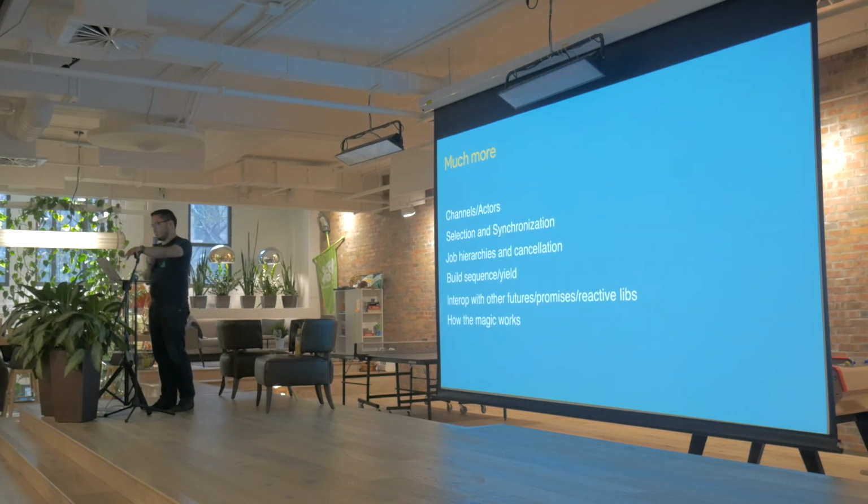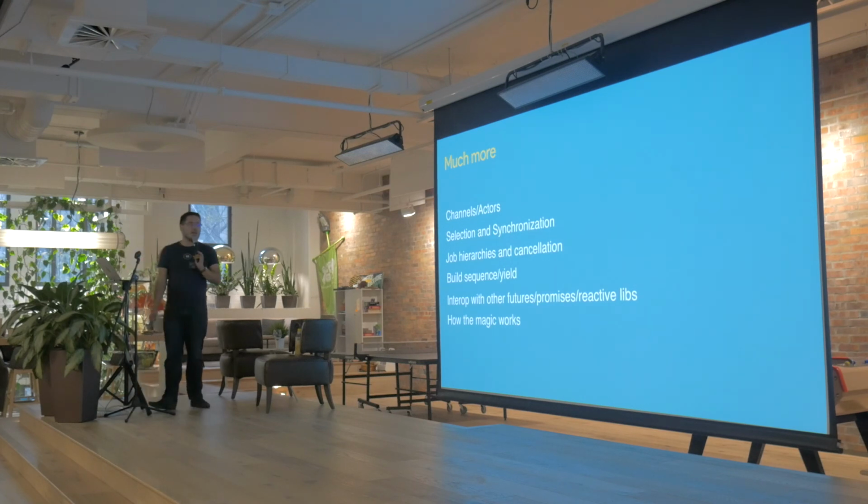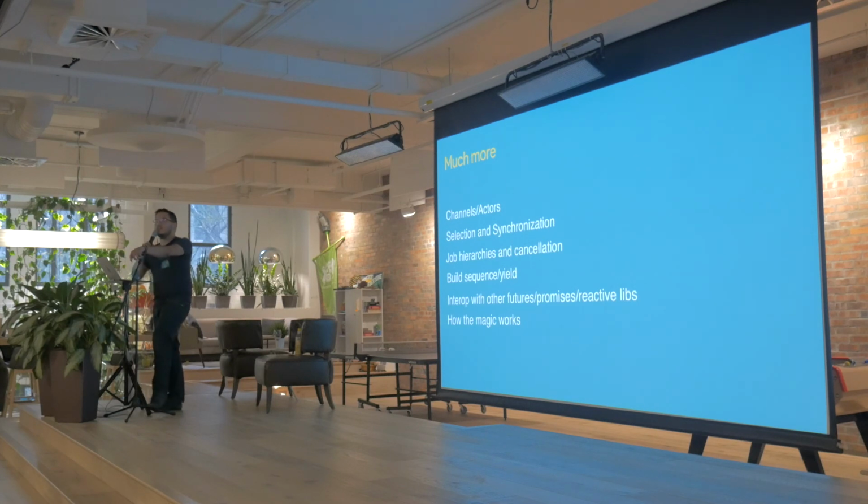Build sequence and use with future promises and reactive libraries, just like I showed you how to transform a method that uses callback to use a suspend function. You can do the same with promises and future and reactive libraries, and also how the magic works. I showed you a bit how things are written in Java, but there's so much more going on behind the whole thing. I could talk for 2 hours if I was going to show all that.